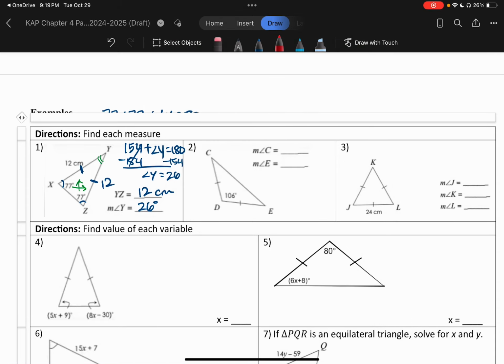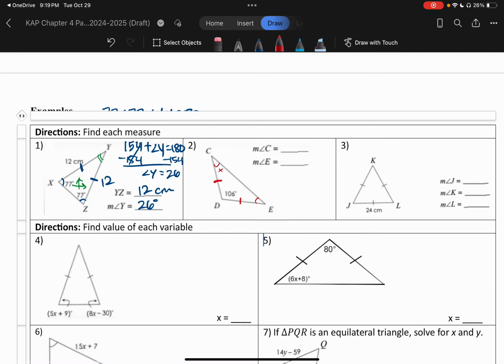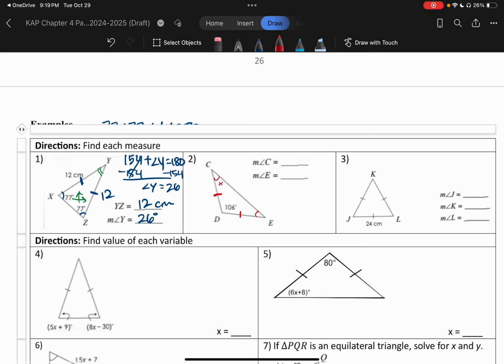Next, let's look at example 2. Example 2 says find the measure of angle C and the measure of angle E. Okay, well, the first thing I'm noticing here is that this is an isosceles triangle. If this is an isosceles triangle, these are my legs, my congruent sides. And I know that the angles across from them, which would be angle C and angle E, must be congruent. So if I don't know what these angles are, I can call angle C x. And because these angles are congruent, if C can be represented by x, then E can also be represented by x.